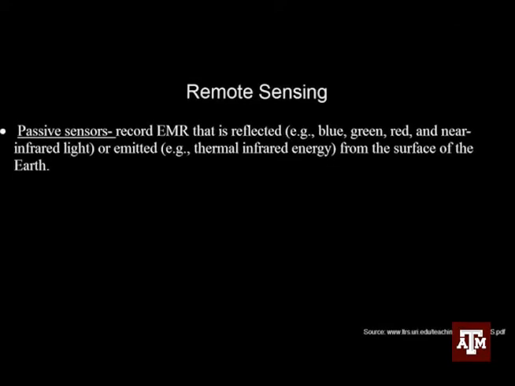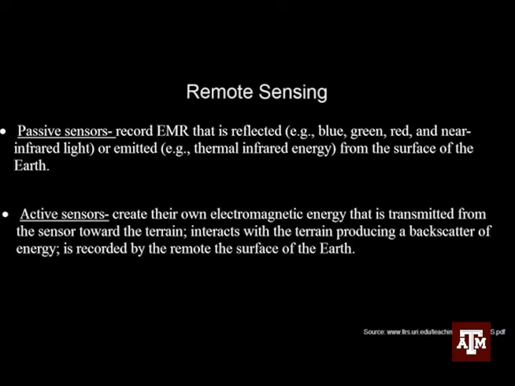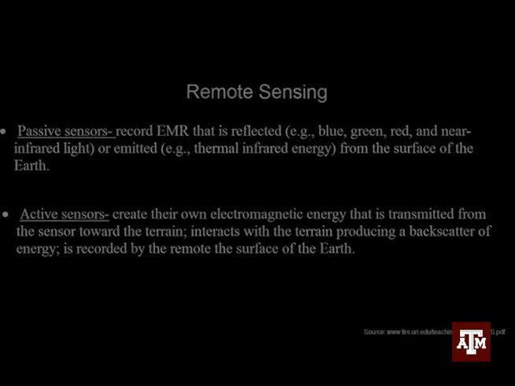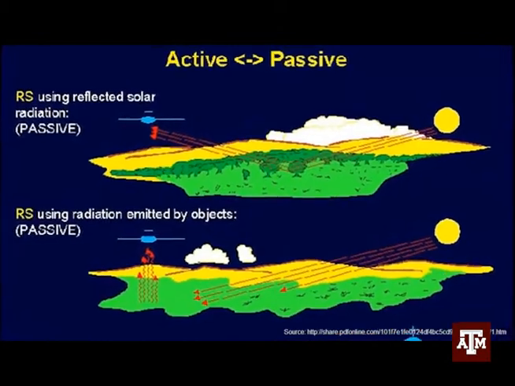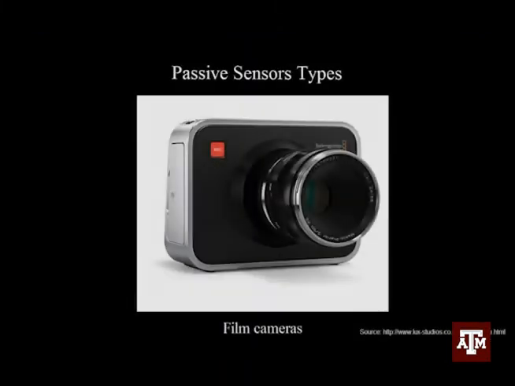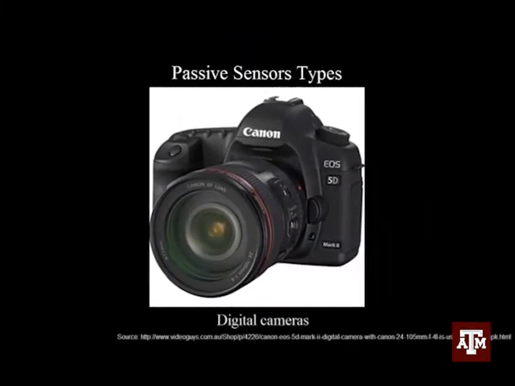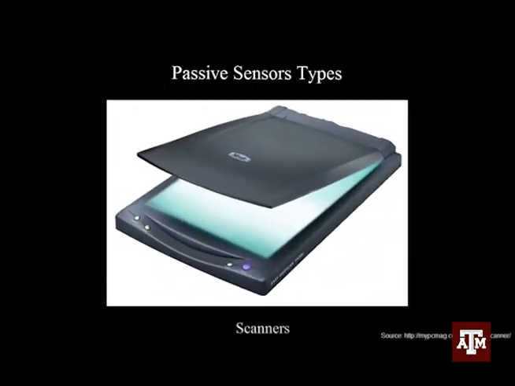In general, remote sensing includes passive and active sensors. Passive sensors record electromagnetic radiation that is reflected or emitted from the surface of the Earth. Some major types of passive sensors include film cameras, digital cameras, scanners, and arrays.